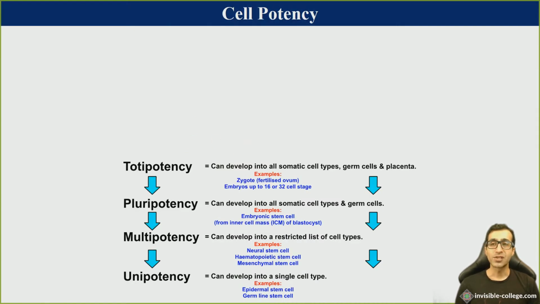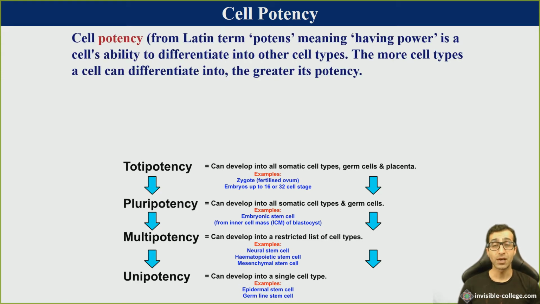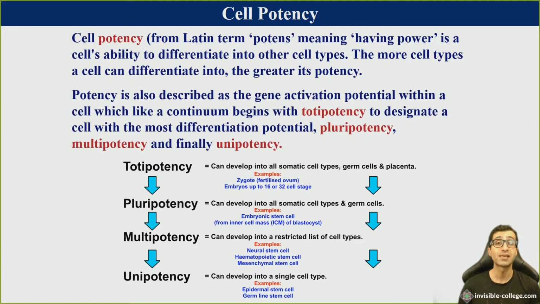So let's have a look at this term cell potency now. The term potency derives from the Latin term potens, which means having power, and it refers to a cell's ability to differentiate into other cell types. Now, in general, the more cell types a cell can differentiate into, the greater its potency is said to be.